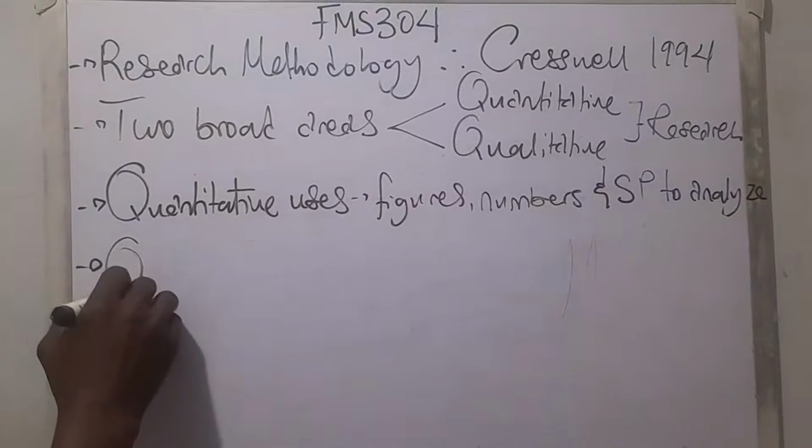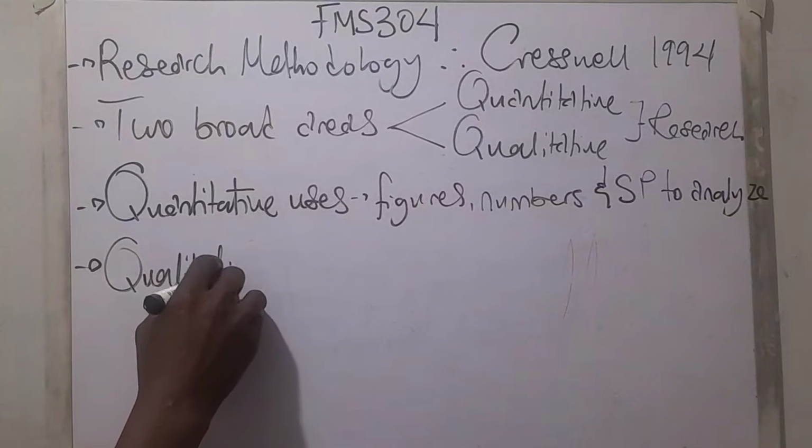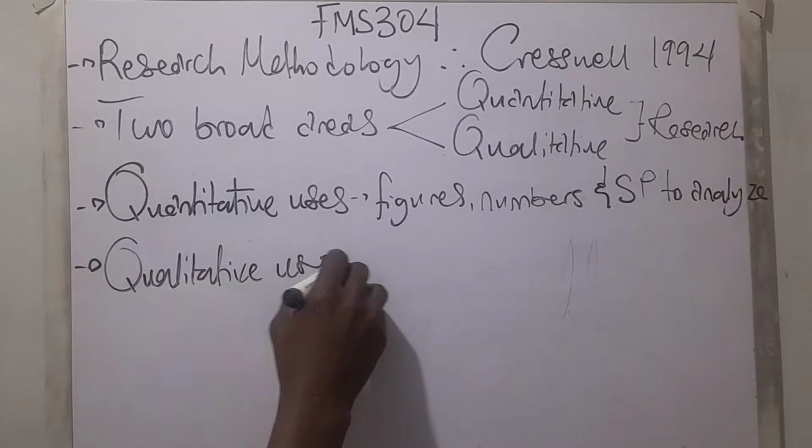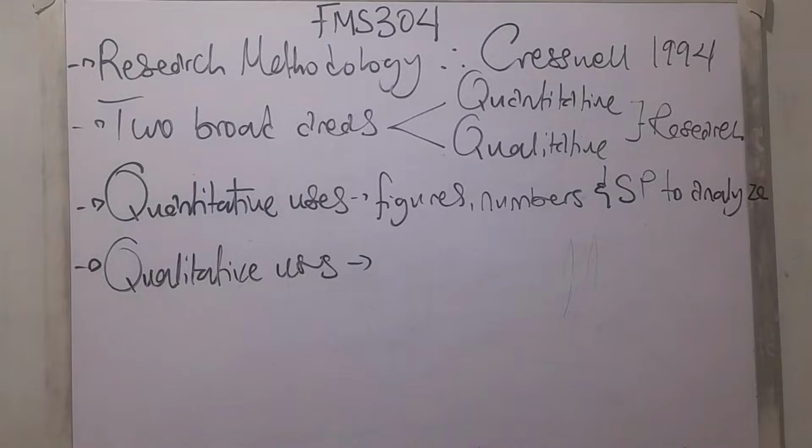All right, so let's talk about qualitative now. So quantitative uses numbers. So what does qualitative use? Now, for qualitative research, the inquiry process of understanding a social or human problem is built on a complex, holistic picture formed with words, reporting a detailed view of information and conducted in a natural setting.